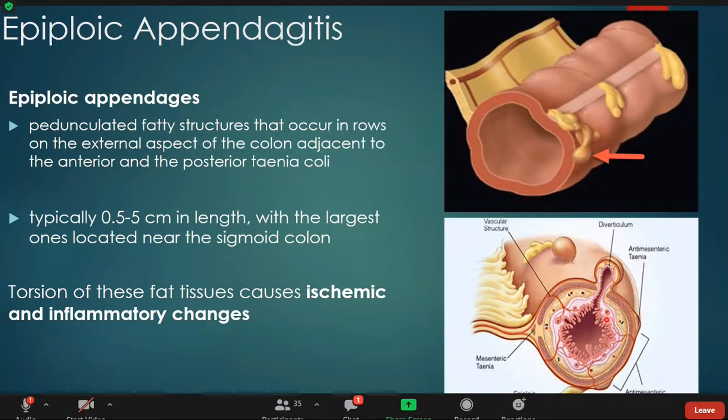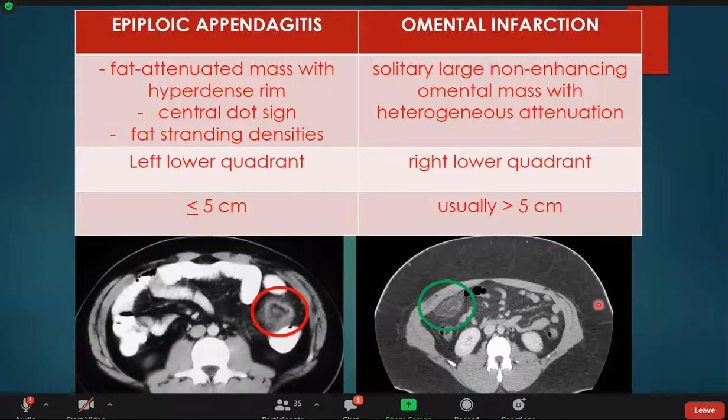Differential diagnosis: if it's in the right lower quadrant, we should look for the appendix because they were considering appendicitis. Diverticulitis if there are saccular outpouchings, mesenteric panniculitis when there's misty mesentery, and also omental infarction. It is really hard to differentiate between epiploic appendagitis and omental infarction, as you can see here.